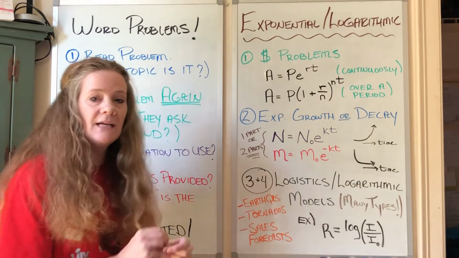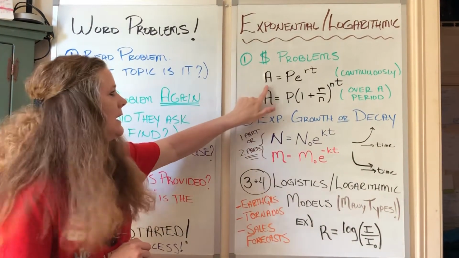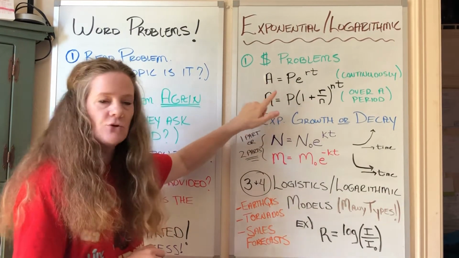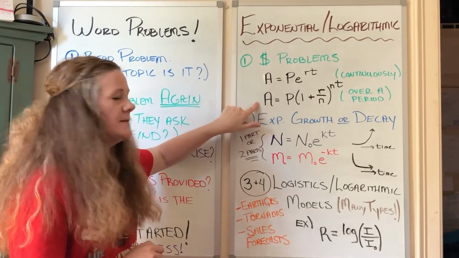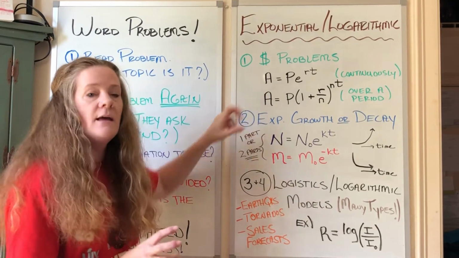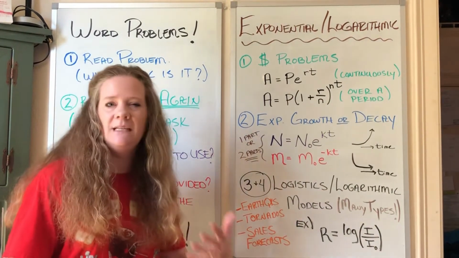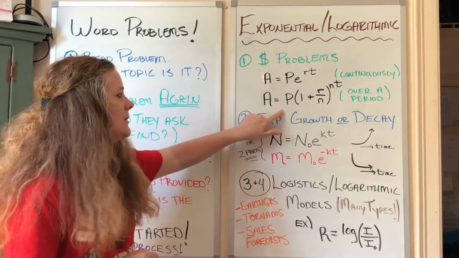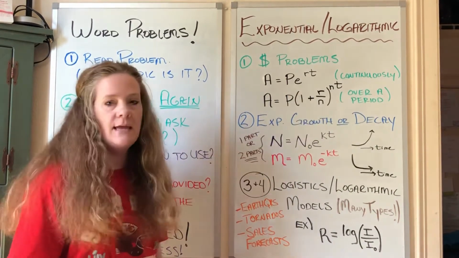If it's compounding continuously, if they use that word, that's this top formula. A equals P e to the rt. Some people call it APERT for short. But if it's continuously compounding, this is your guy. Sometimes it's not compounding continuously. They tell you it's compounding monthly or compounding quarterly, compounding daily. If they use a different word, then it's this formula. A equals P times 1 plus r over n, all to the nt.